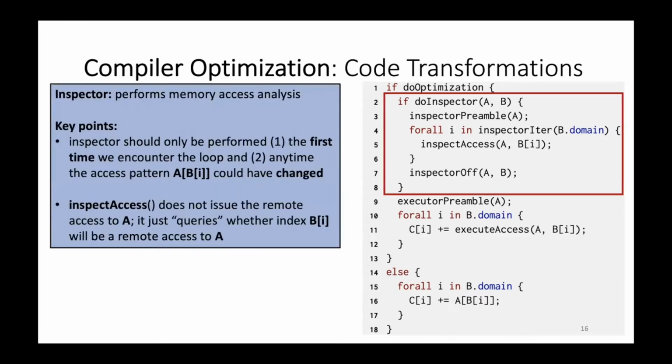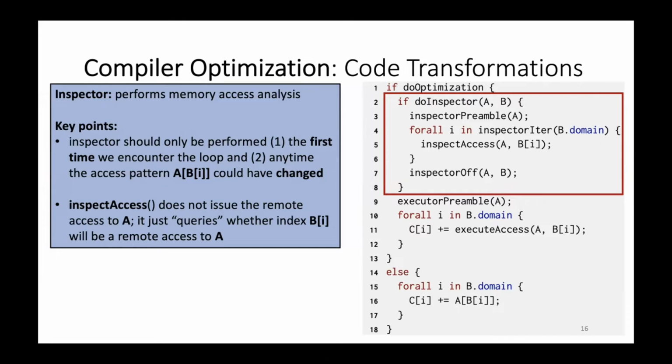So if we look into this, the first thing we can talk about is the inspector, which is shown in the red box. So again, this is performing memory access analysis before we actually execute the loop. Two key points to note. For one, we need to think about when the inspector should run. The inspector has a cost. If we have to run it too much, then we're probably not going to get a performance gain. So we want to make sure we only run it when we need to. So there's two scenarios. First, the first time we execute the loop, we need to run it because we haven't done the analysis yet. So that's pretty obvious.